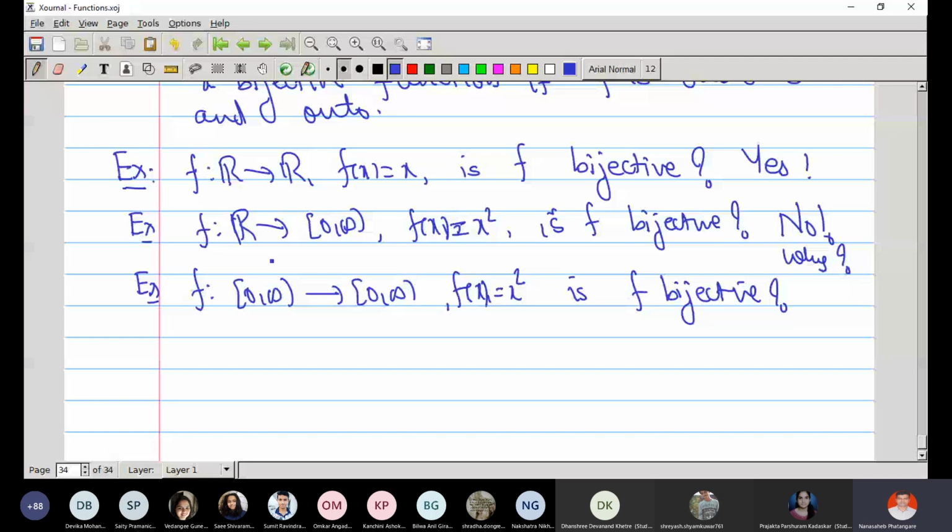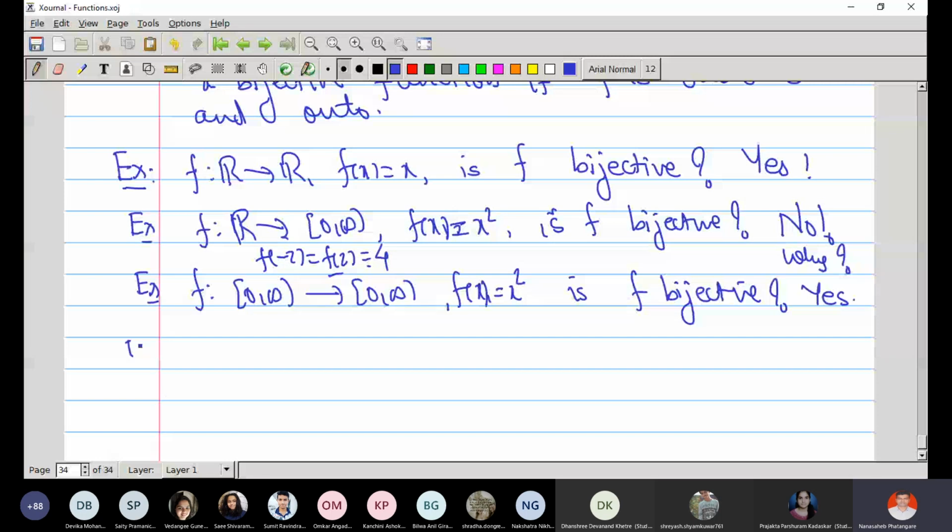But in this case, f of minus 2 is equal to f of 2 is equal to 4. And minus 2 and 2 are in the domain. Therefore, two distinct elements have the same image. So not 1-1. But in the third case, minus 2 is not there, or negative numbers are not there. So it is bijective. Right.